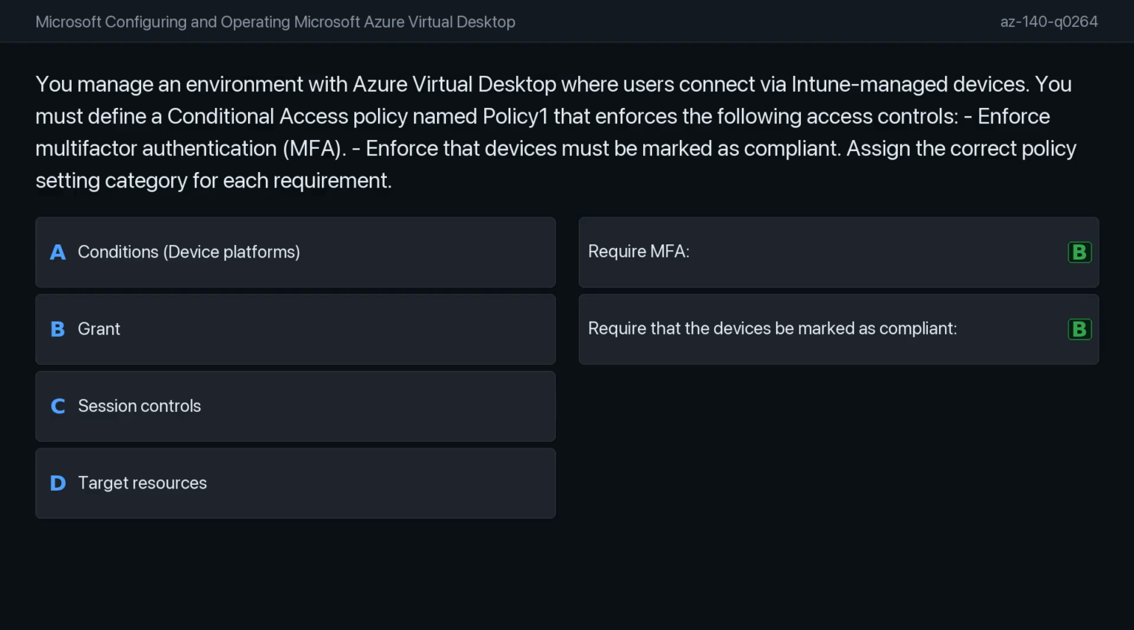A helpful tip for the exam is to remember that grant controls are the what must happen, while conditions are the when and where.